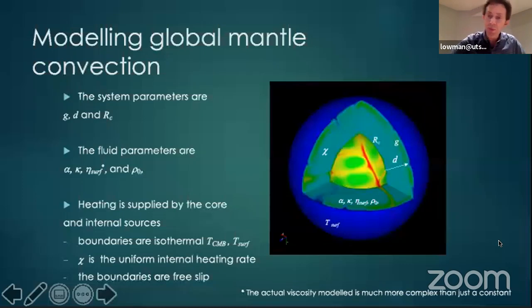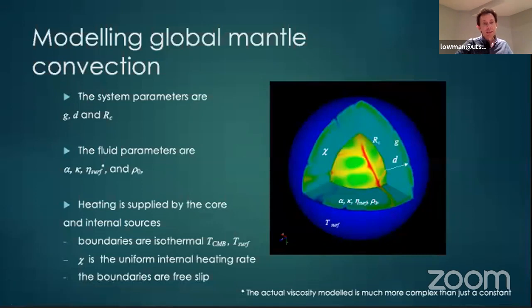So in this study, we employ the mantle convection model STAG-YY, written and developed by Paul Tackley. The system parameters are g, the gravitational acceleration, D, the depth of the mantle, and R_C, the radius of the core. The fluid parameters are alpha, the thermal expansivity, and kappa, the thermal diffusivity. We also need a reference viscosity, for which we use the surface viscosity, eta surf, and a reference density denoted here as rho naught. And the heating is supplied to our calculations by the core as well as internal sources that are in the mantle.